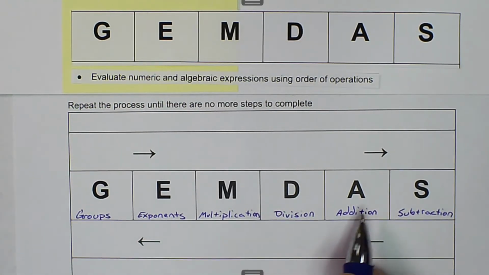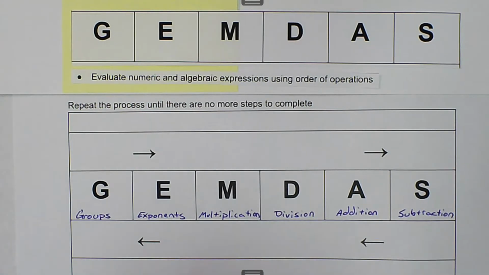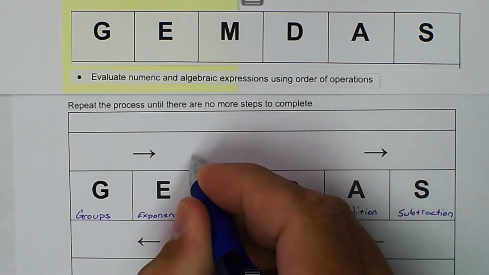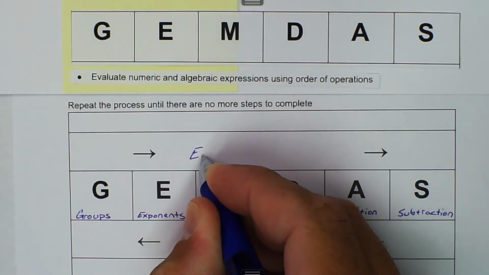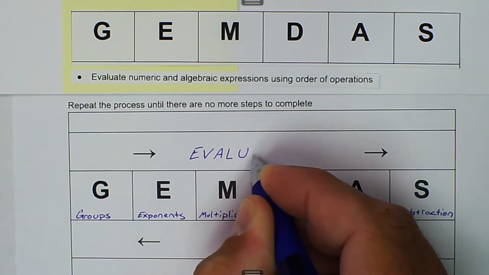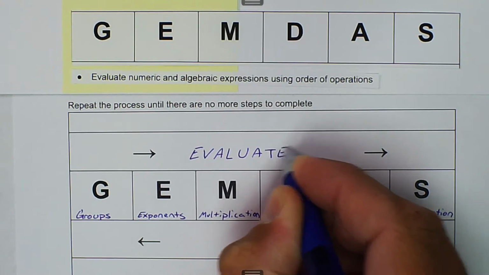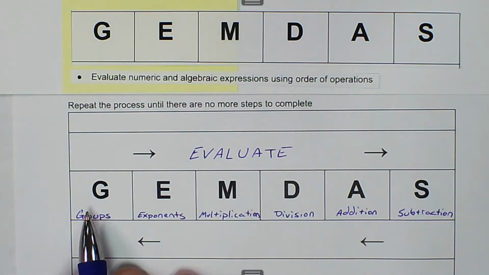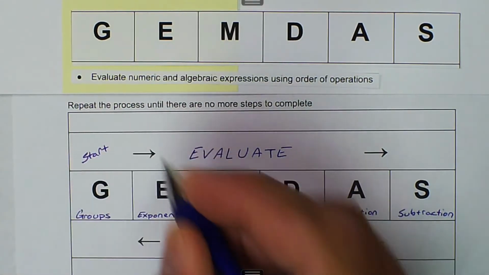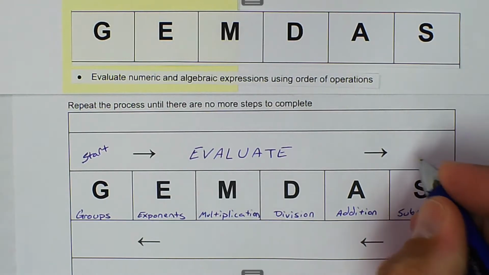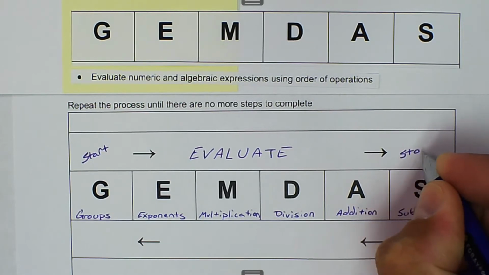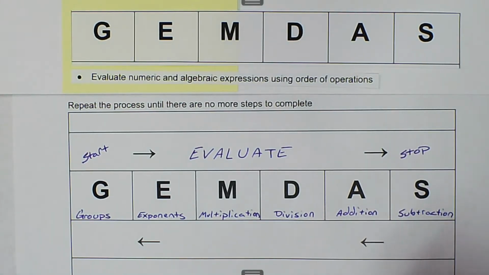Now, the reason that we use order of operations and GEMDAS is as a tool to help us remember the steps in order to evaluate an expression. So when we evaluate, we start with groups. We start over here, and we work our way all the way down to addition and subtraction, and that is where we stop.